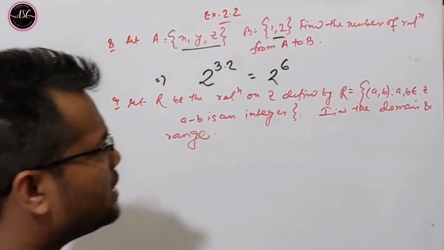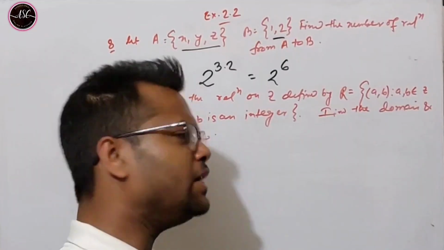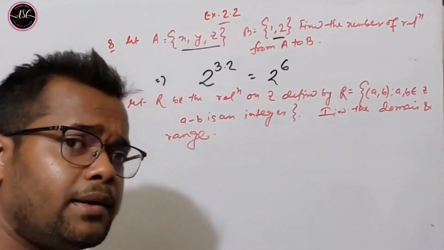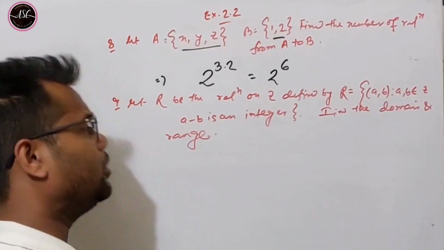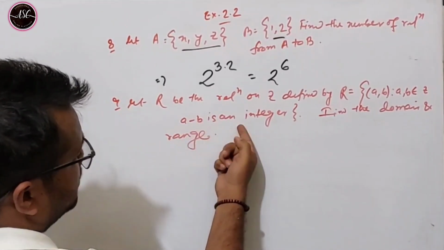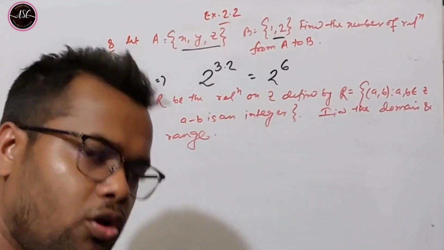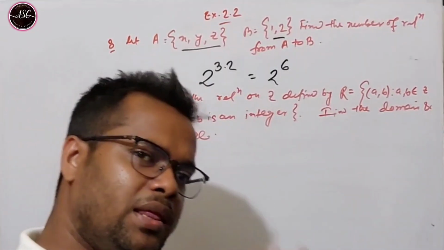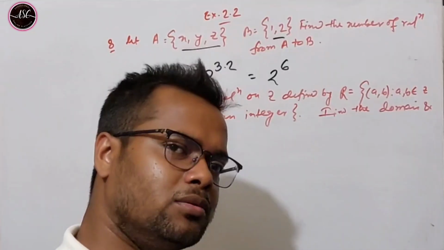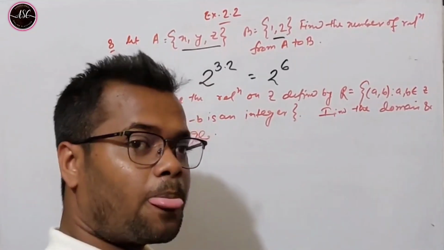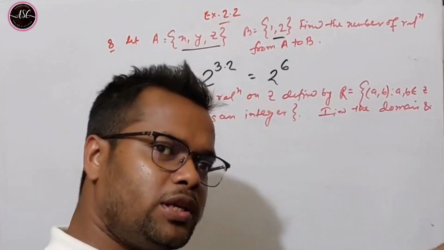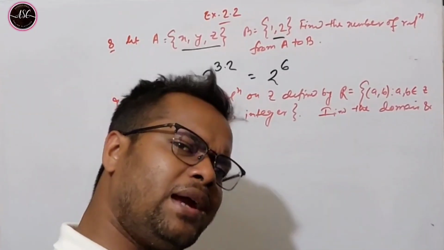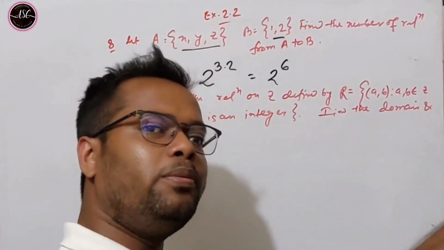Okay. Here just look at this question. Let R be the relation on Z. Z means the set of all integers. Defined by R equal to {(a, b) such that a, b belong to Z}. That means between the set of integers, then a minus b is an integer. So just imagine the set of all integers, there are minus values and plus values. Okay. So if we subtract two elements, then we get a value that will be an integer.